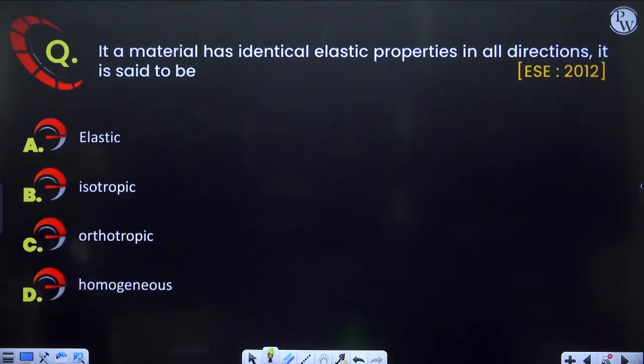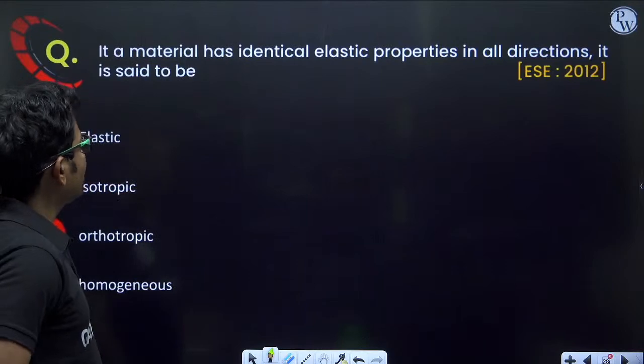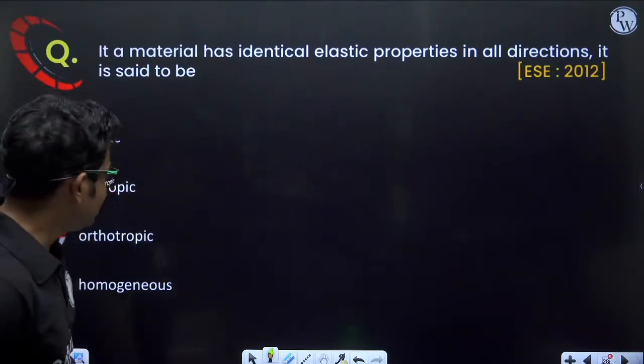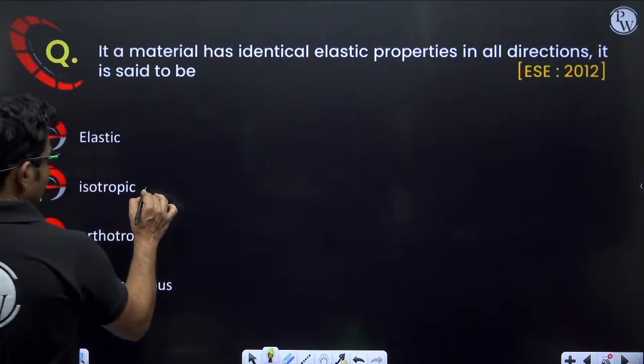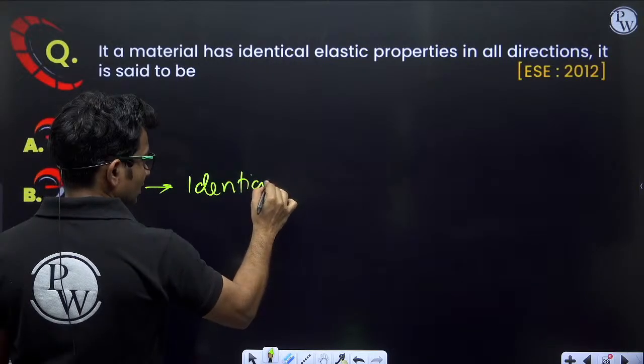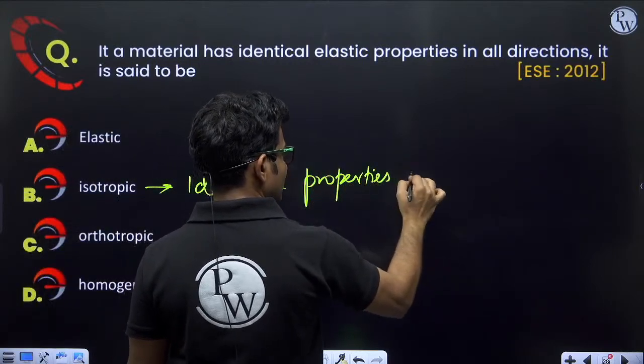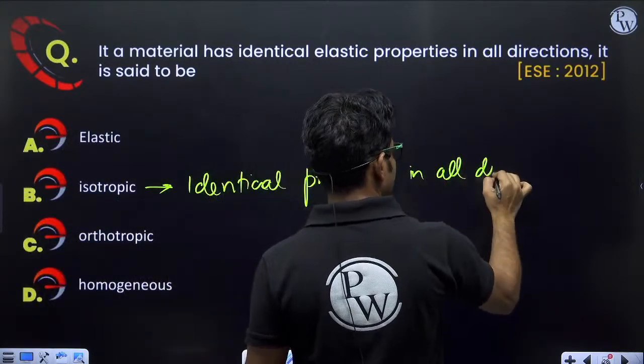Let's move on to the next question. ESC 2012: if a material has identical elastic properties in all directions, it is said to be... A very easy question. Isotropic. Identical properties in all directions.